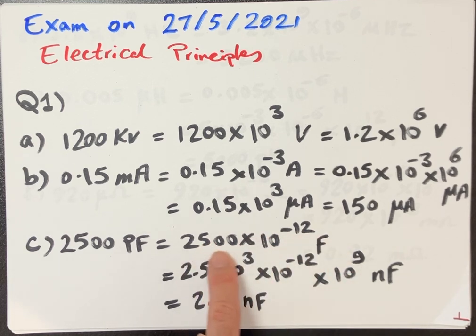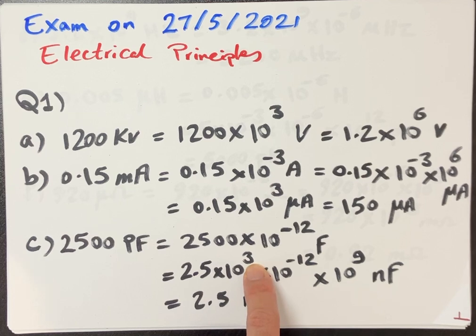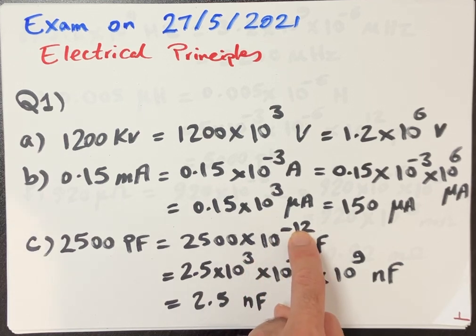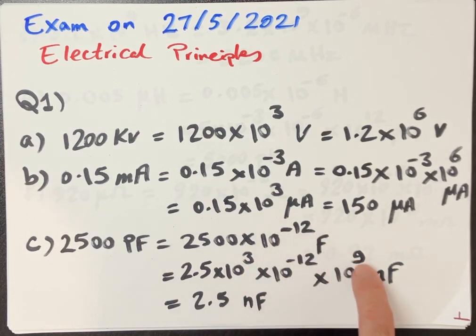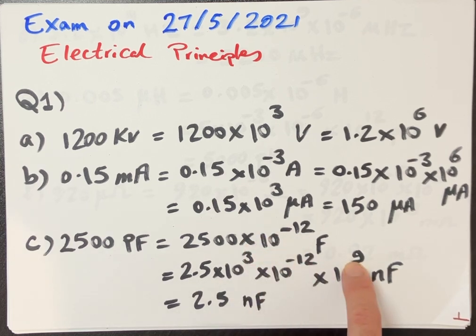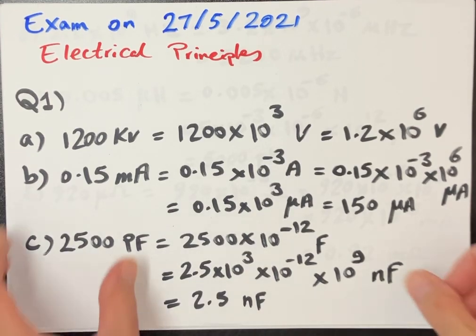You see, 2500, I wrote it like 2.5 times 10 to the power 3, and then we had this 10 to the power negative 12 and 10 to the power 9 as the inverse of nano. And looking at this part, you see that will be 1. Because 3 plus 9 is 12, 12 minus 12 is 0, and you know any number to the power 0 is actually 1. So the remaining is 2.5.